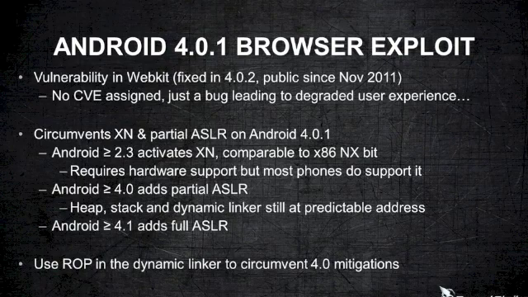So the exploit that we developed needs to circumvent both XN and partial ASLR on Android 4.0.1. So what does this actually mean? Since Android 2.3 and later, Android activates XN, which is comparable to the NX bit on x86 or also on Windows called DEP, data execution prevention.